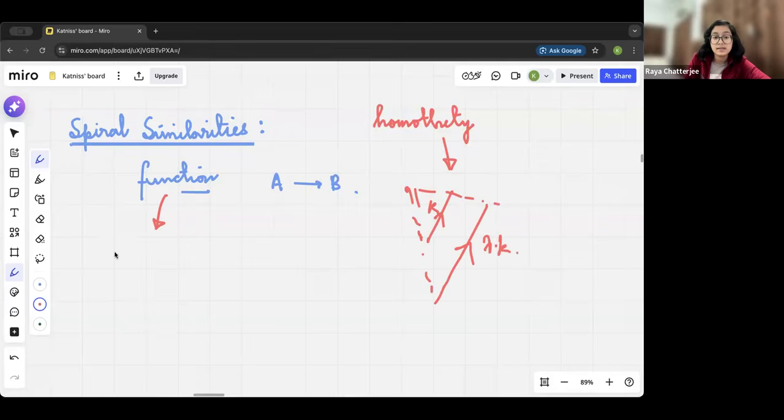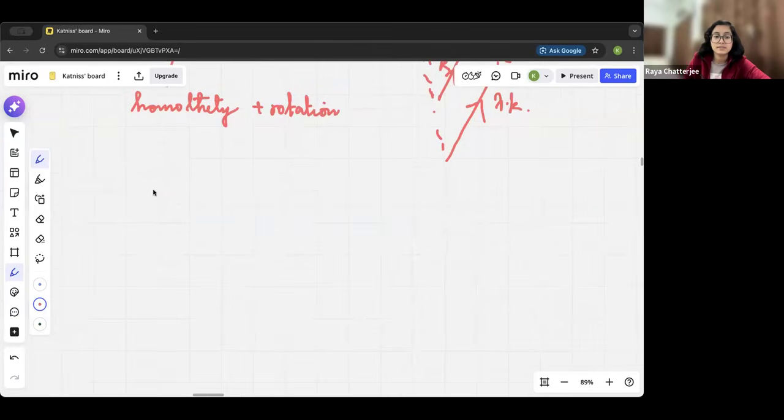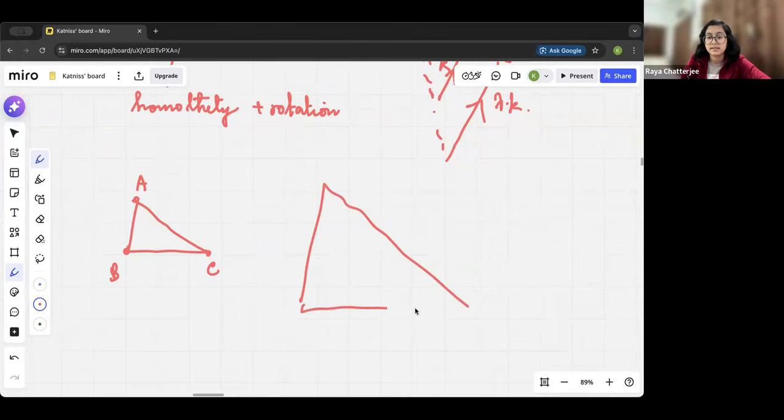And a spiral similarity is a function that basically combines two things, which is homothety plus rotation. So basically the point is, if you have some triangle here, and okay, this looks very equilateral, I'll just change that. Let's just say that you have a triangle ABC and you are dilating it. So this is some triangle A prime, B prime, C prime.